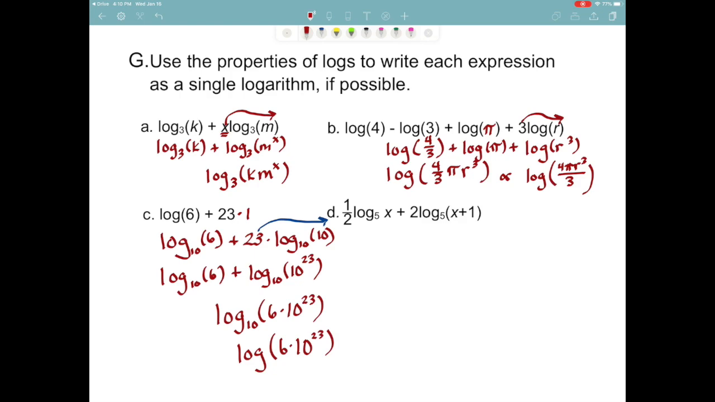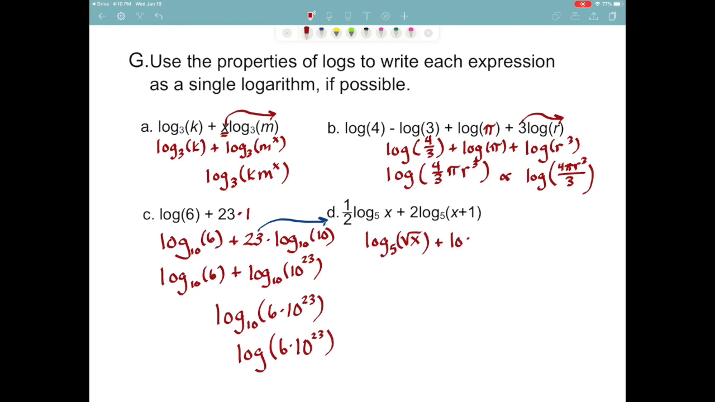Okay, last one for this section here, letter D, we have 1/2 times log base 5 of x. We rewrite that as log base 5 of x to the 1/2, or some students I know would rather just go ahead and change it to the square root of x. I'm fine with that.